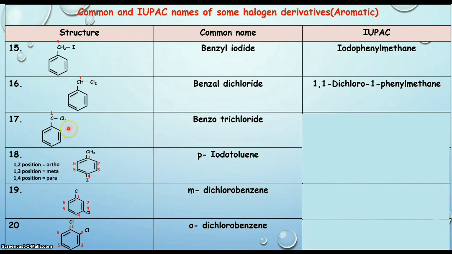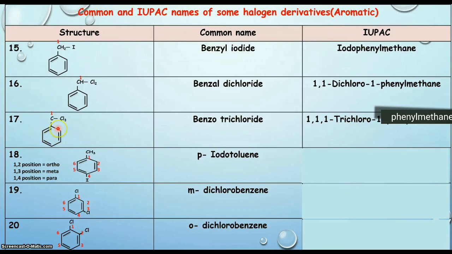Now in this third example, 3 chlorine atoms are bonded to this carbon atom as well as 1 phenyl group. Therefore, the IUPAC name for this structure is 1,1,1-trichloro because 3 chlorine atoms are there, and 1-phenyl methane.